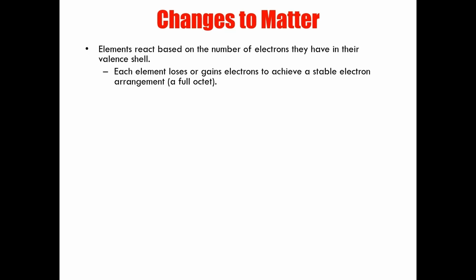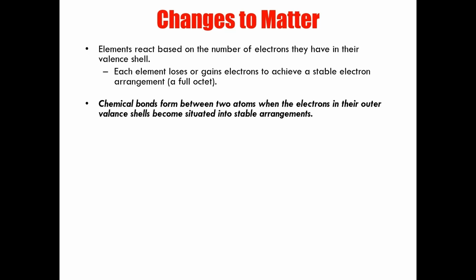And so the elements that belong to the 8 primary groups on the periodic table are all considered stable when they have a total of 8 electrons in their outermost energy level. This is, of course, due to the fact that these elements abide by the octet rule. Chemical bonds form between two atoms when the electrons in their outer valence shells become situated into stable electron arrangements.